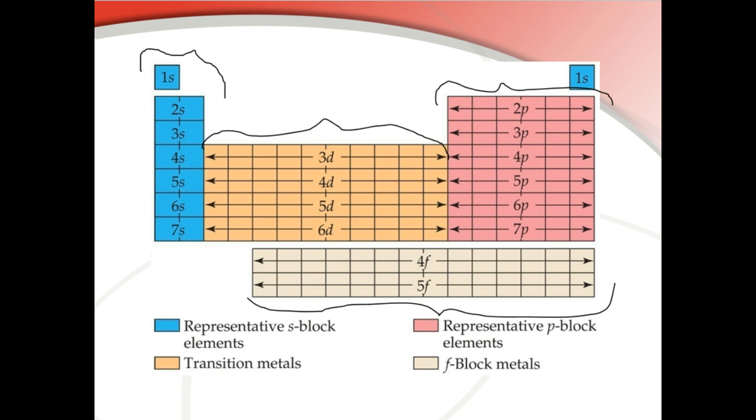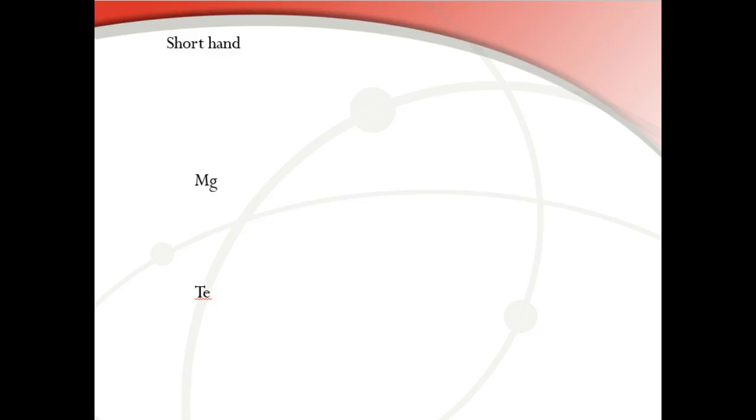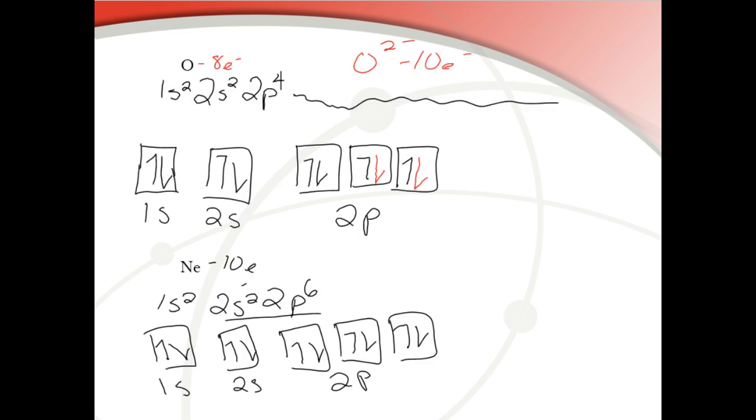So what does a shorthand look like? Well, we're going to do magnesium and tellurium to look at an example. Okay, magnesium has 12 electrons. So instead of writing out all 12 electrons, what I'm going to do is go back to neon, its previous noble gas, the one that's right before it. And I see 1s2, 2s2, 2p6 is representative of neon.